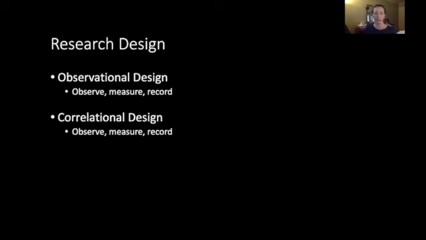In correlational design, we do the same thing. We are observing, measuring, and recording things that are already happening. However, in correlational design, our intent is to see how two or more variables might work together. Rather than just observing, we are setting out to see how things are related to one another or how they might be different from one another. So correlational design, again, we don't interfere in any way.